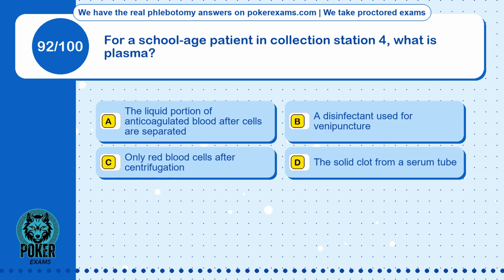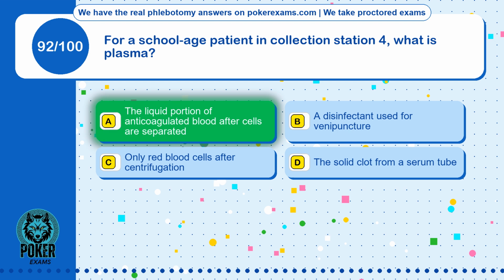Question 92. For a school-age patient in collection station 4, what is plasma? Option A. The liquid portion of anticoagulated blood after cells are separated. Option B. A disinfectant used for venipuncture. Option C. Only red blood cells after centrifugation. Option D. The solid clot from a serum tube.